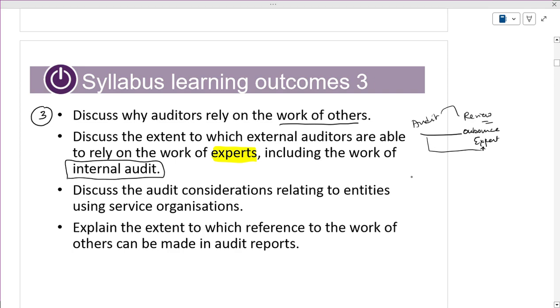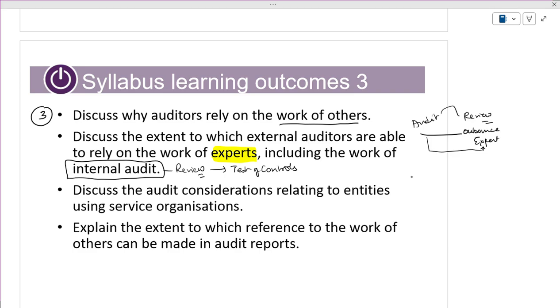Whatever the internal auditor is doing, you have the responsibility to review. A simple example is we are talking about test of controls. Controls is the responsibility of the internal auditor. But what will the external auditor do? The external auditor will test the controls, which means he is nothing but reviewing the work of the internal auditor.